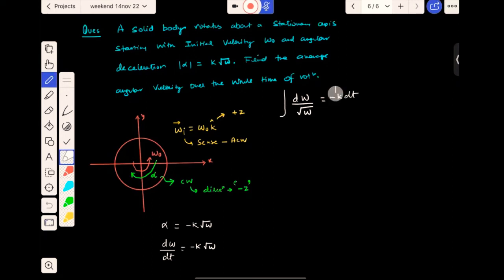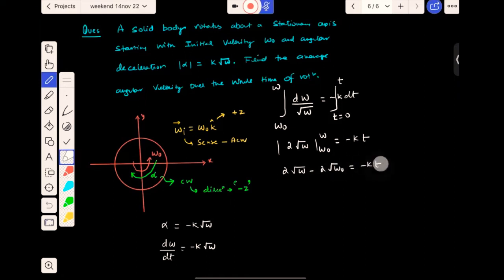And we don't know what it is going to be at time t. So suppose at time t, the angular velocity is omega. But we know what it is at t equals 0, it is omega naught. And everyone can do this integral easily, no? It is omega to the power minus 1 by 2, and we have to integrate it with respect to omega. So it will give us twice root omega, limits from omega naught to omega, which equals minus kt. So what we get is twice root omega minus twice root omega naught equals minus kt. So from this we can determine how omega will be changing with time.